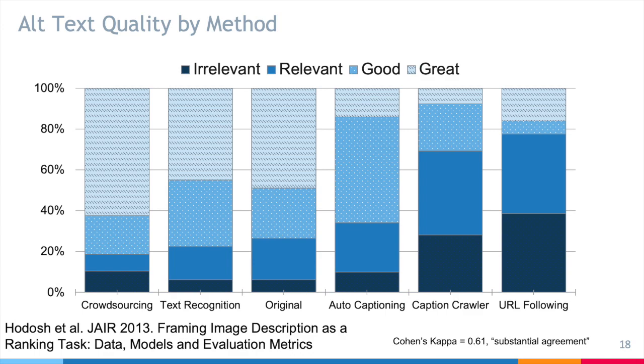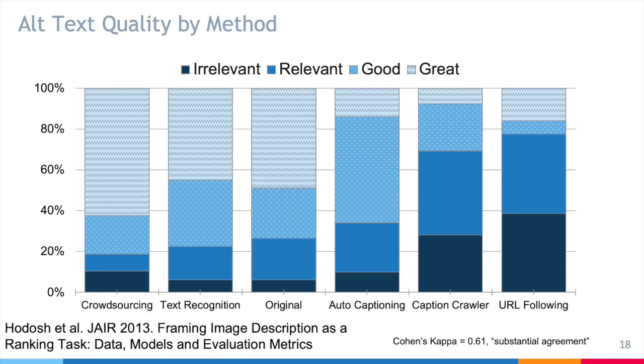Crowdsourcing had the most high-quality responses and the most great responses. Note that in this chart, the higher quality are on top, lower quality on bottom, and they're ordered with great and good combined. Next, text recognition was pretty close, with less great alt text. The original alt text written by posters was fairly good, with great alt text between crowdsourcing and text recognition. Automatic captioning has a lot of good, but not a lot of great quality, indicating serious room for improvement.